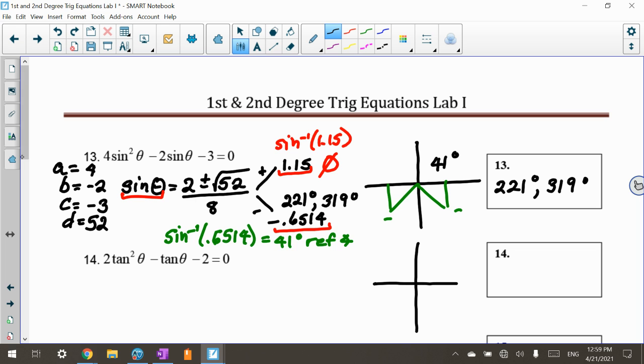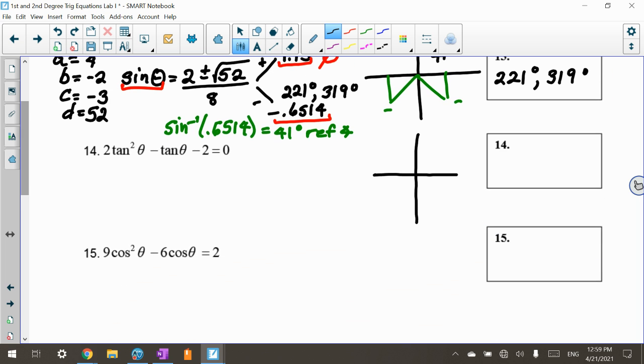Okay, let's try 14. And you know what? You can stop this at any time. Try doing it and see if you work the same as I am. So this is a quadratic, in standard form, equal to 0. So I'm going to do A is 2, B is negative 1, C is negative 2. When I do B squared minus 4AC, I get 17.